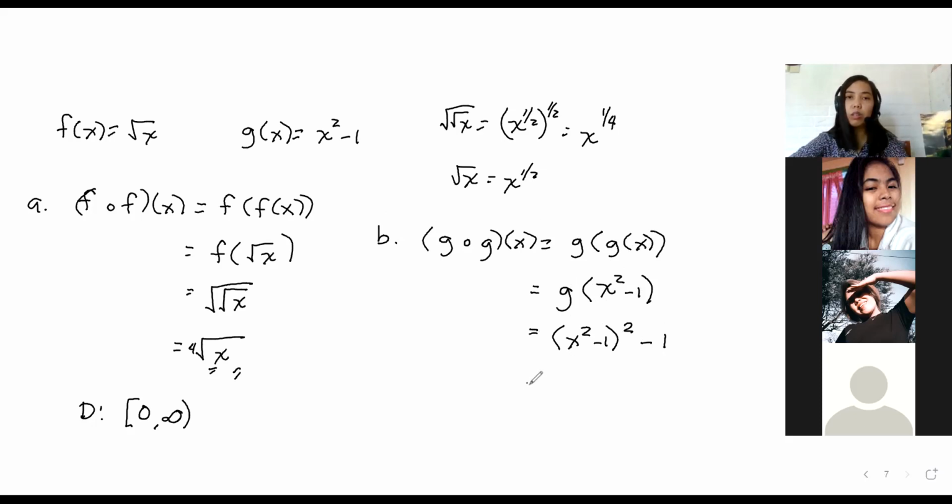When we expand this, this is the squared of binomial. So x to the 4th minus 2x squared plus 1 minus 1. Squared of the first term, x to the 4th. Squared of the second term, that's 1. Twice the product of the terms, negative 2x squared. So when we simplify it, we will have x to the 4th minus 2x squared. This is 0, right? So this is polynomial function or algebraic functions.